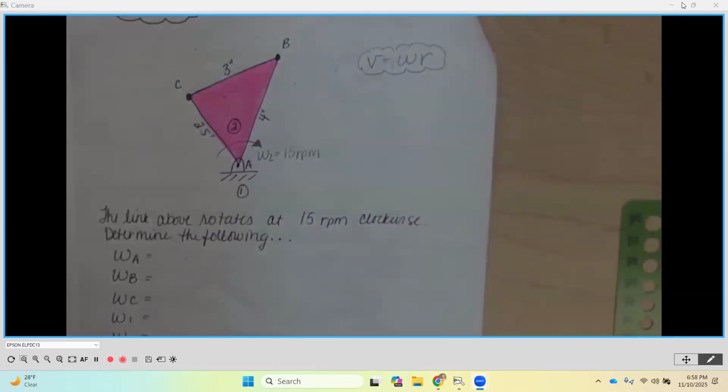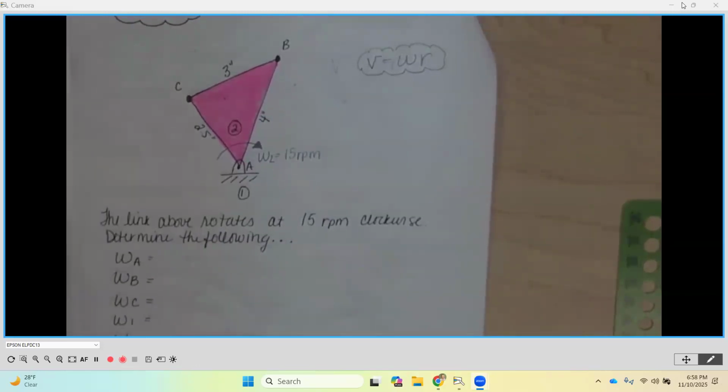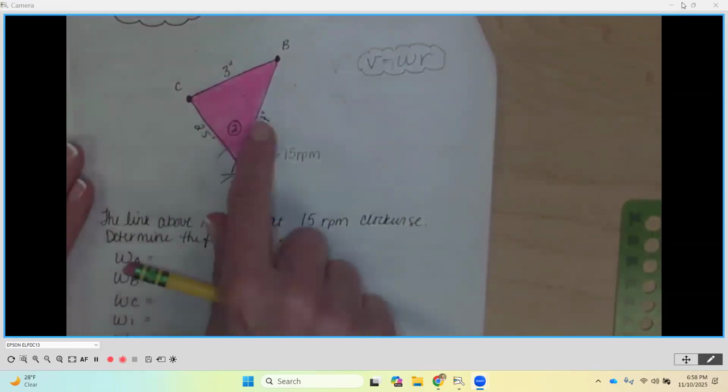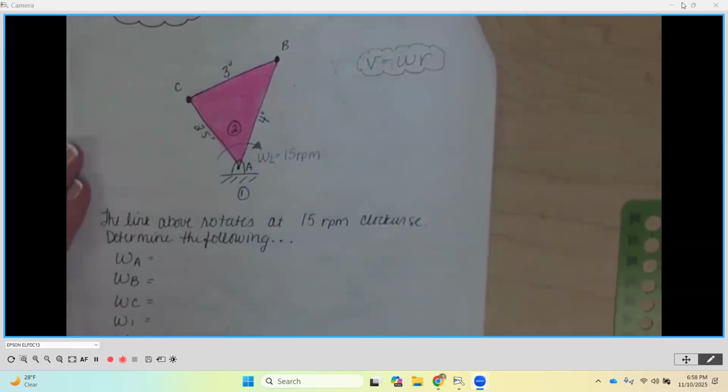Okay, so it's been about 5 minutes. And like I said, I'm not expecting everybody to have all of them done. So let's start going over them, and feel free to ask questions as things come up. So as we pointed out, the link is going to be moving at 15 RPMs in a clockwise direction.